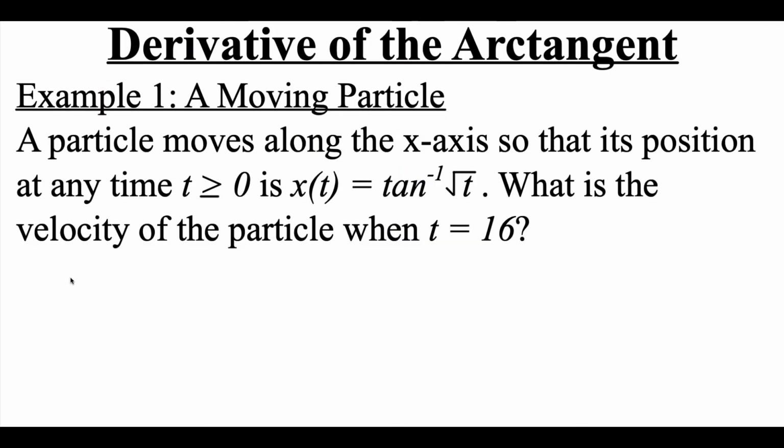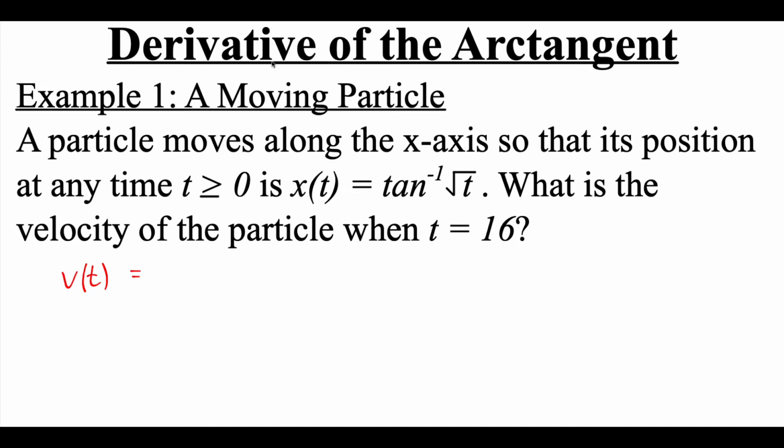So in this example, we've got a particle moving along the x-axis so that its position at any time t greater than or equal to 0 is x of t equals the inverse tangent of the square root of t. We want to figure out the velocity of the particle at a t-value of 16. So if we want to find the velocity based on the time, what we're going to have to do is differentiate this x function that we were given.